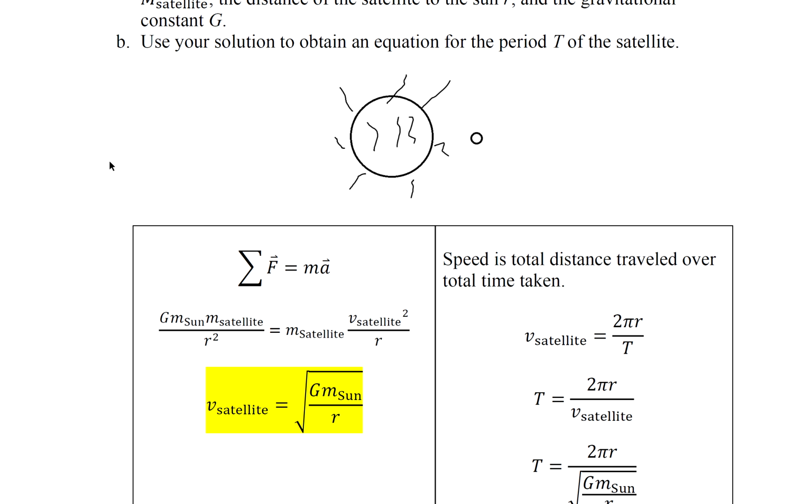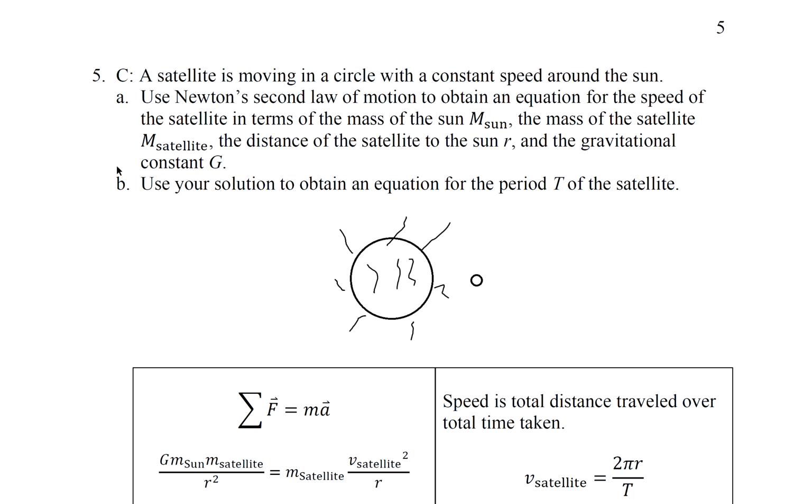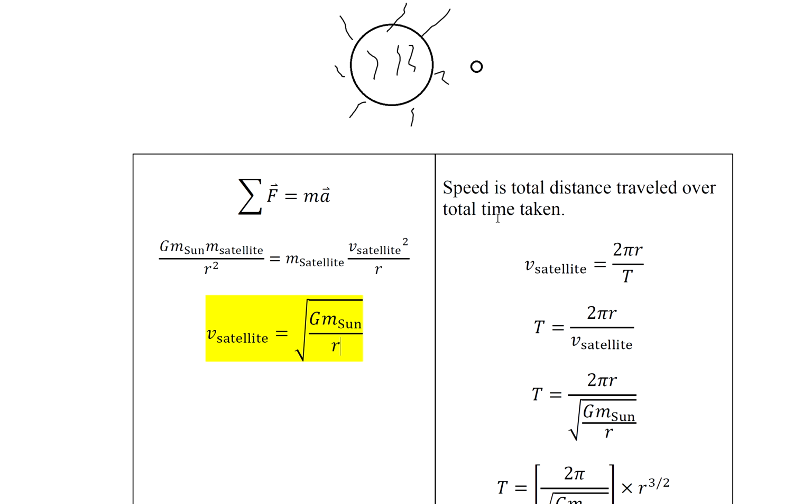Now let's take a look at part B. Use your solution to obtain an equation for the period of the satellite. Speed is distance over time. So the distance of the satellite around the sun, if it's going to go in a circle, is 2 pi r over T. T is equal to 2 pi r over v satellite.